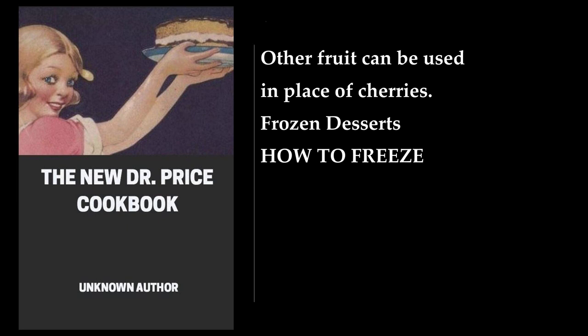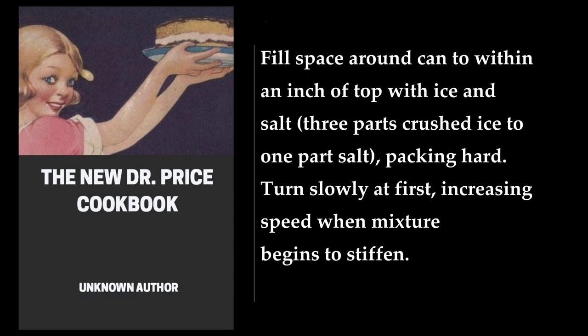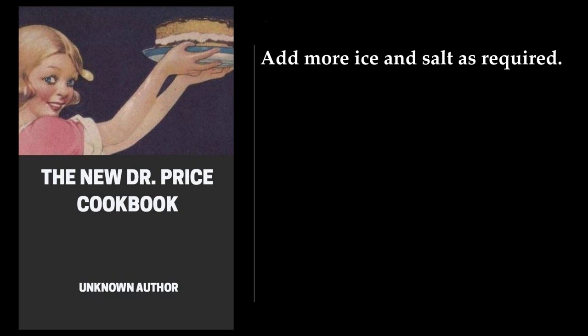Frozen desserts. How to freeze. Scald ice cream can, cover and dasher, adjust can in freezer, put in dasher, pour in mixture to be frozen and fasten cover. The can should never be more than 3/4 full. Adjust crank and turn once or twice. Fill space around can to within an inch of top with ice and salt, 3 parts crushed ice to 1 part salt, packing hard. Turn slowly at first, increasing speed when mixture begins to stiffen. Add more ice and salt as required.